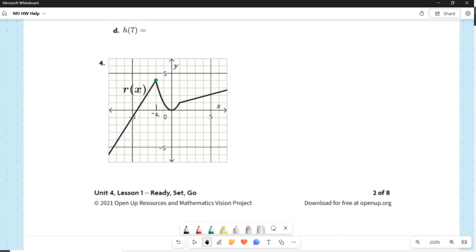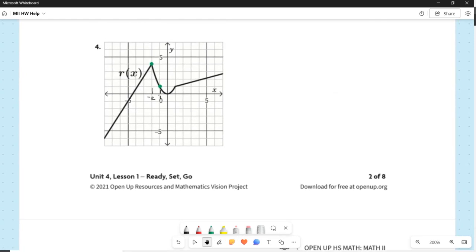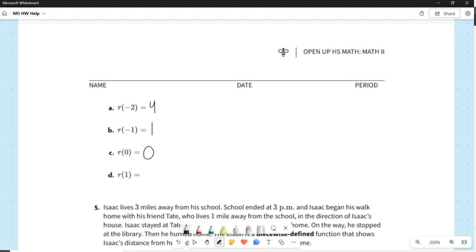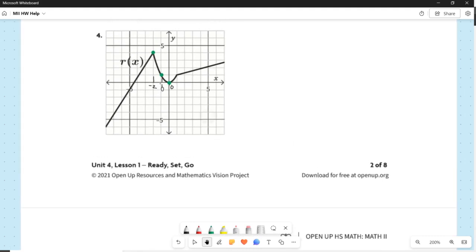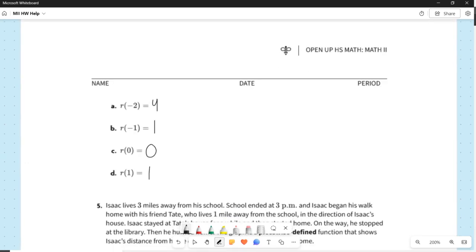Then r of negative 1, well, negative 1 is right there. And when we evaluate that on this function, that puts us right there, which is positive 1. R of 0, 0 is right there. And when we evaluate 0 on this function, we are at the origin. So our y value is also 0. And then r of 1, 1 is right there. And when we evaluate 1, that puts us at positive 1. So r of 1 is 1.